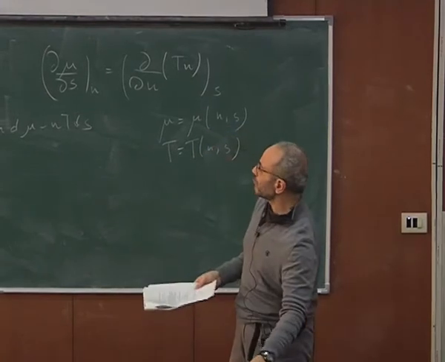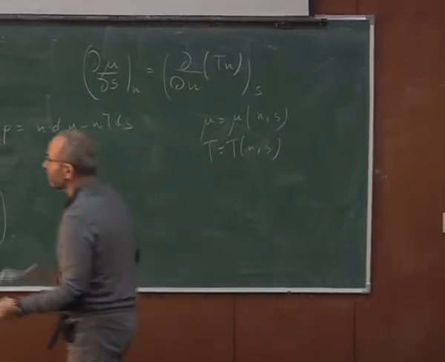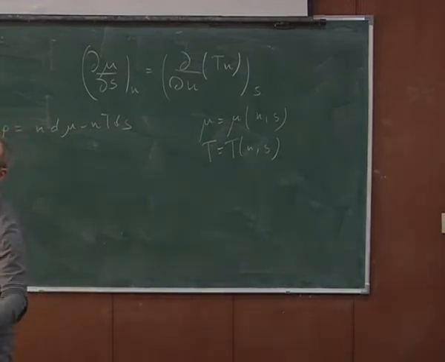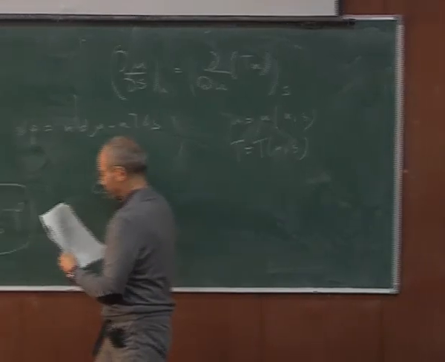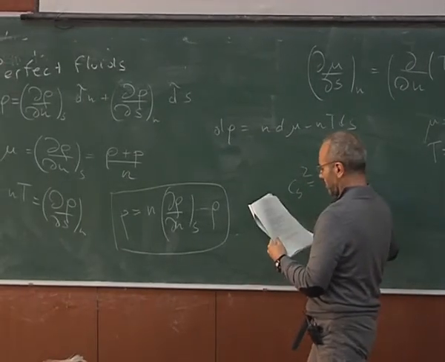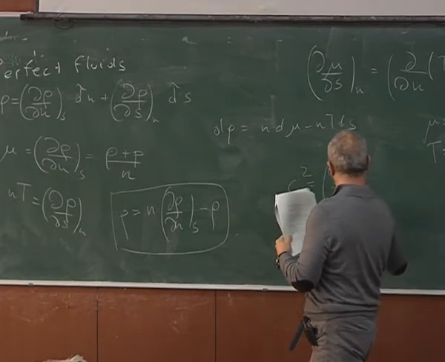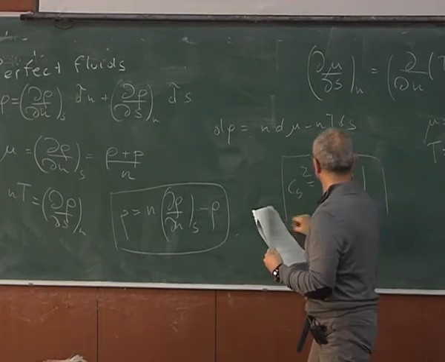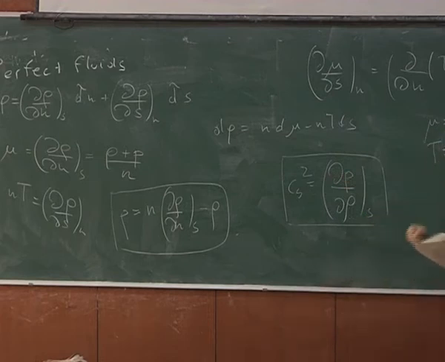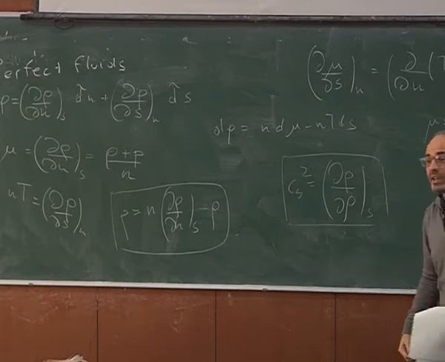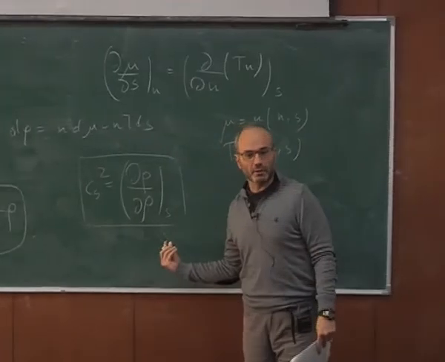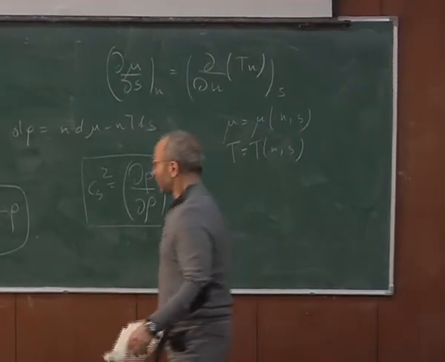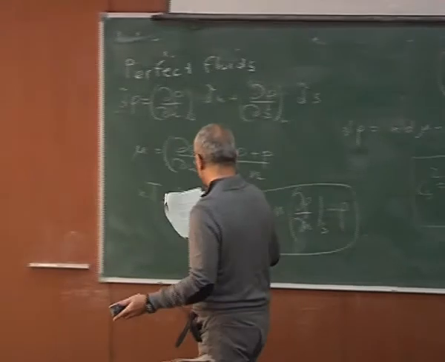Now, I will introduce for matter an object which we will see later on, which is the speed of propagation. Let me rewrite it into this form: dp over d rho at constant entropy. Physically, this is the sound speed inside my material. And we will see that this comes also in linear perturbation theory when we describe a perfect fluid, actually.